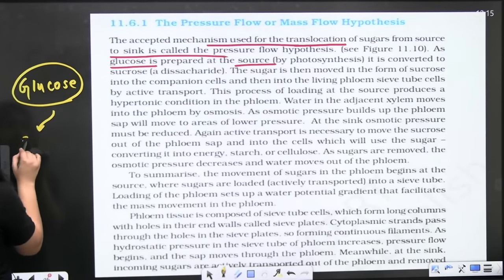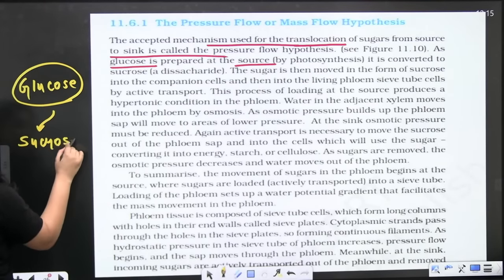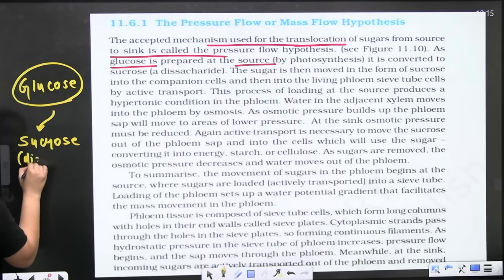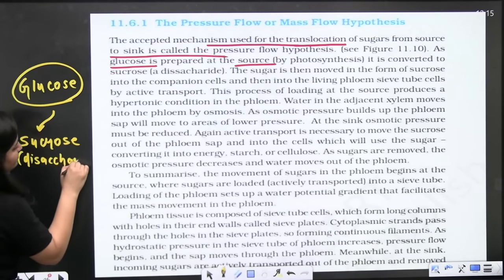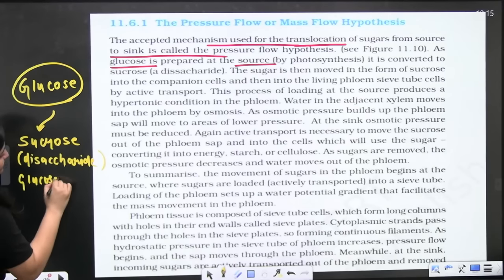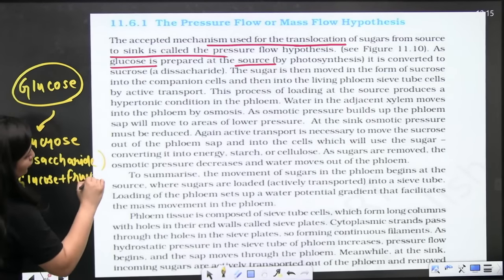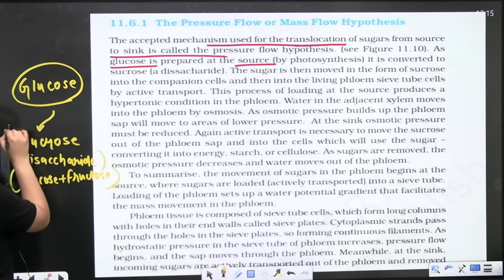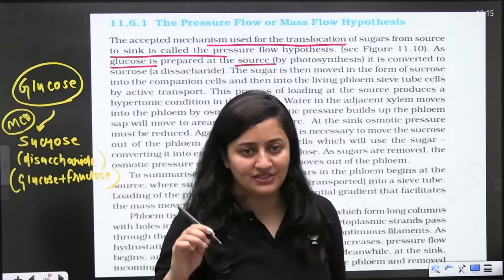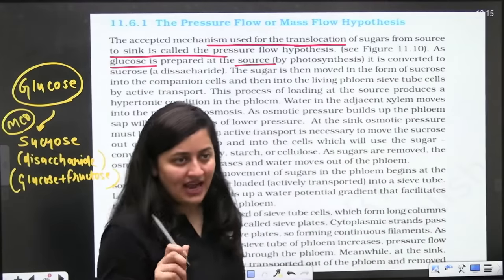Your glucose will be converted to sucrose. And what is sucrose? Sucrose is a disaccharide. It is made up of two sugars; remember, it is made up of glucose plus fructose. So it is the sucrose that is translocated, and again it is an important MCQ. Is that clear?